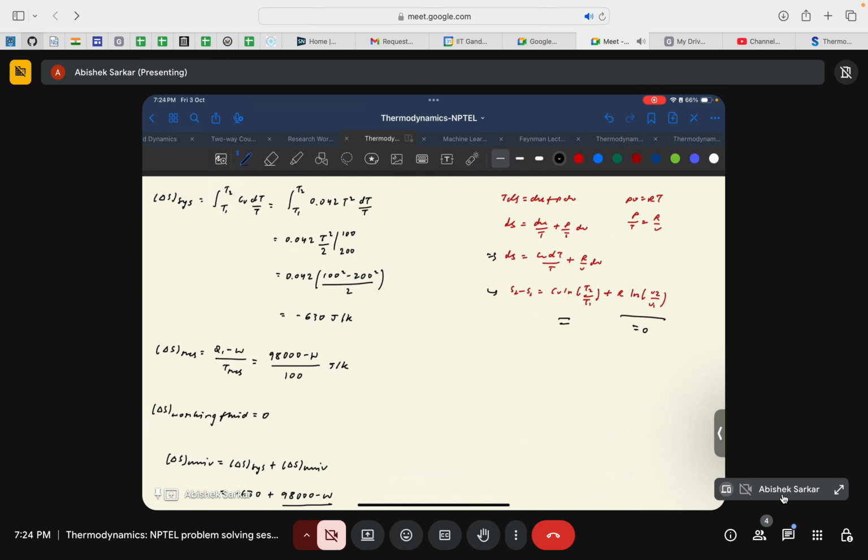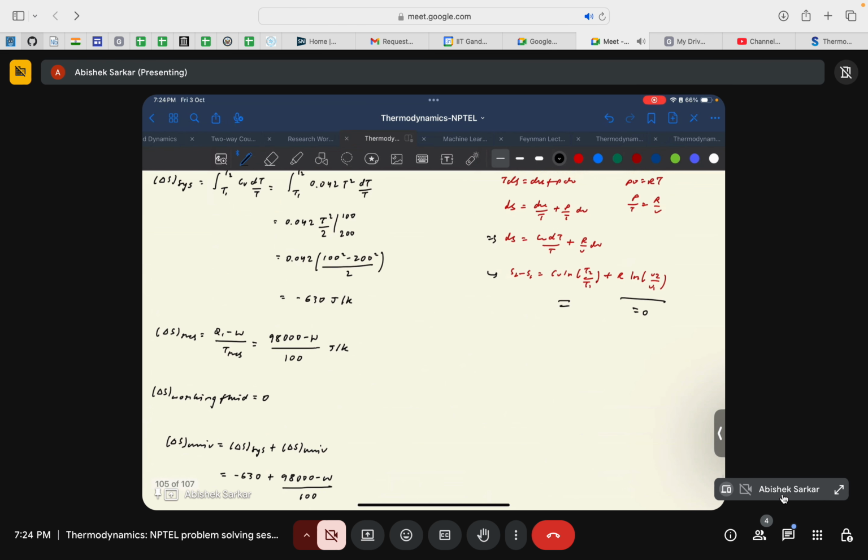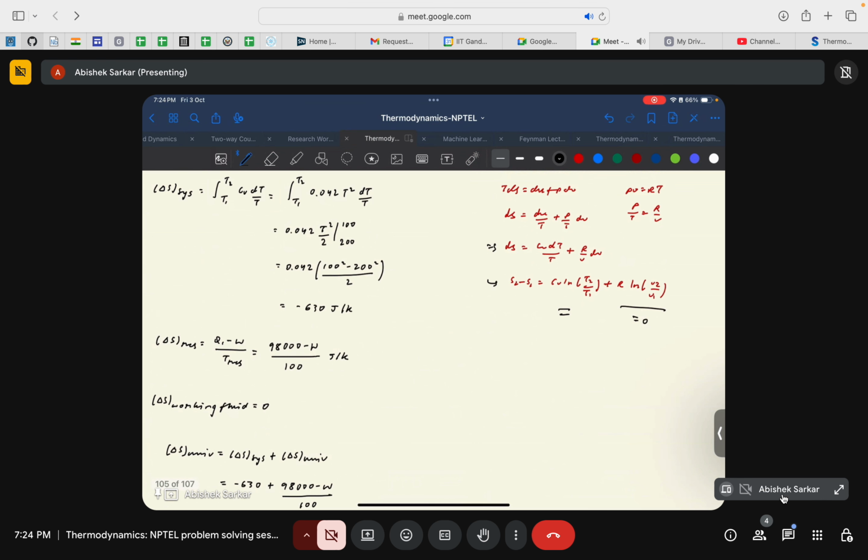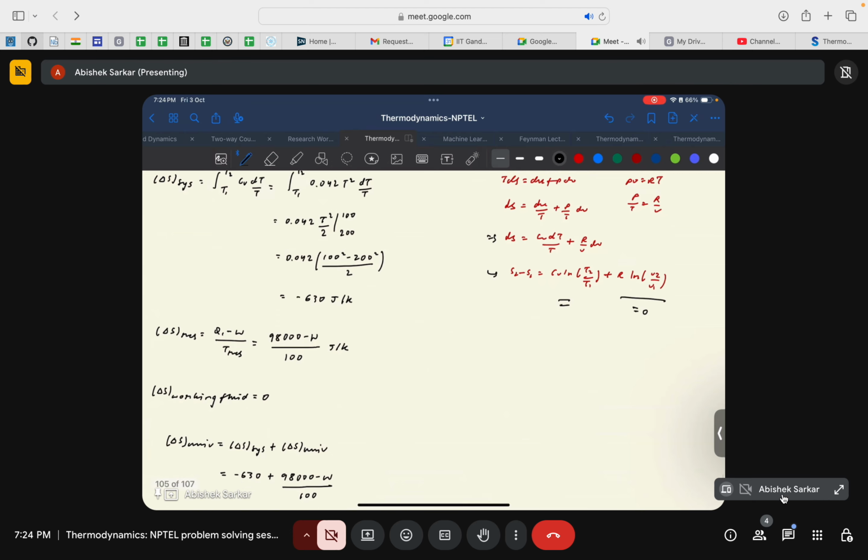Now 0.042 can be taken out of the integration. We will be left with T square by T, or T dT. If you integrate T dT, we will get T square by 2, integrated from T1 to T2, where T1 is 200 and T2 is 100, the final temperature. If you do that, you will get delta S system equal to minus 630 joule per Kelvin.